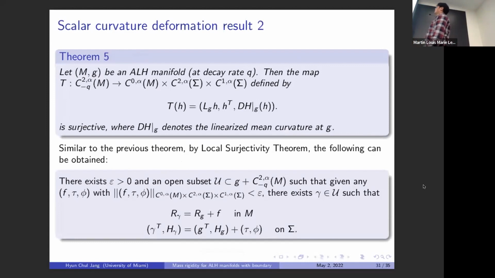And this is deformation result two. We show the surjectivity of this map. When you plug in the symmetric 2-tensor with this decay, then we get this. There should be a weight here, negative q, sorry. The first is the linearized scalar curvature operator, and the second one is the induced symmetric 2-tensor and the linearization of mean curvature. If one has that surjectivity, then we can also have the nonlinear version of surjectivity there.